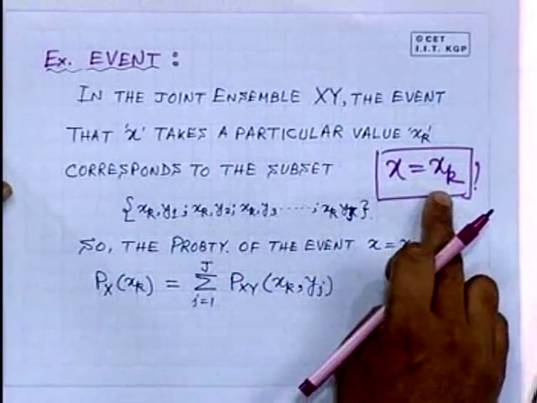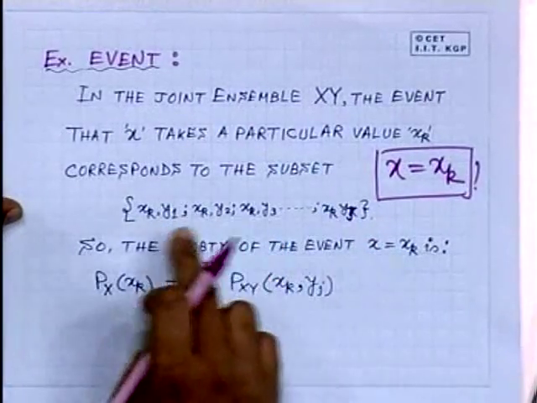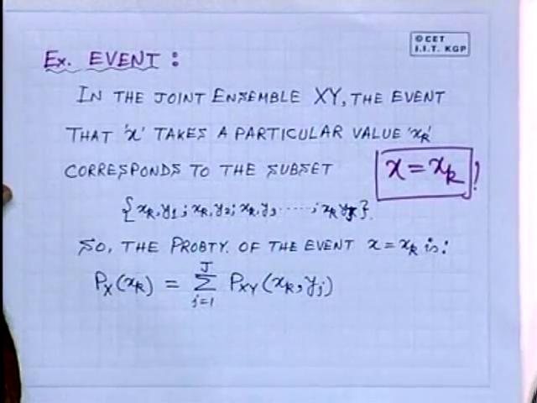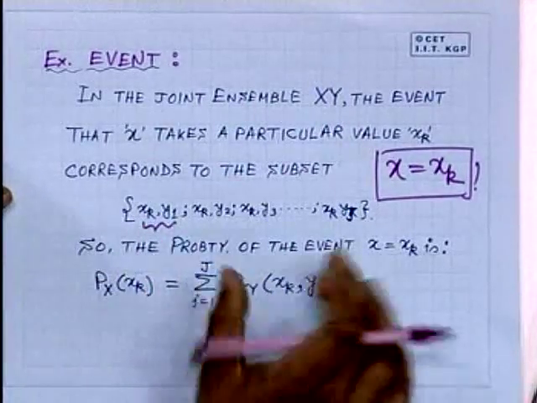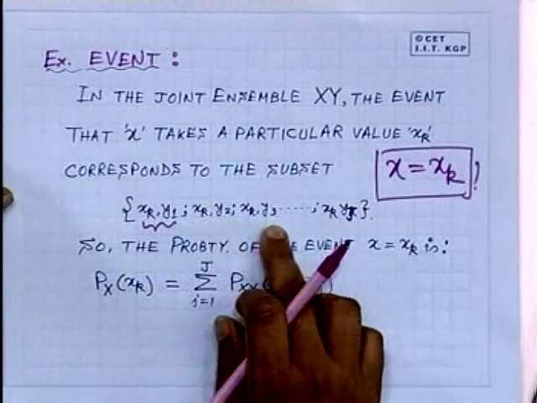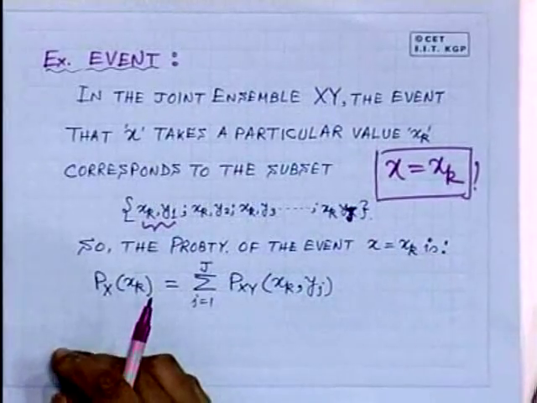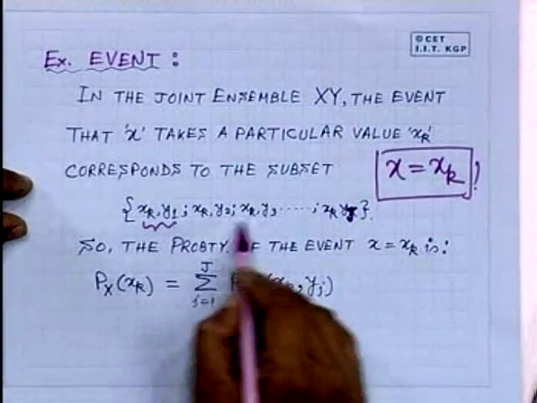If that is my point of interest, then you have to first find the subset wherein there is a possibility of small xk, and then find the probability of occurrence of all those subsets. These elements in the subset are the joint members of the sample space. We first have to identify this subset: xk comma y1, xk comma y2, xk comma y3, and so on up to xk comma capital J, because the probability of small x equal to xk depends on all these.